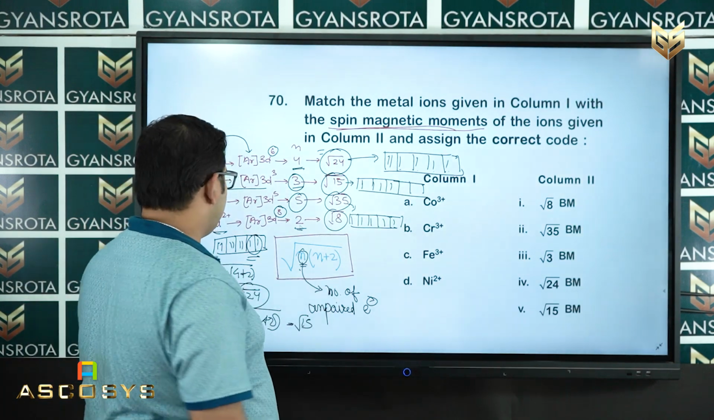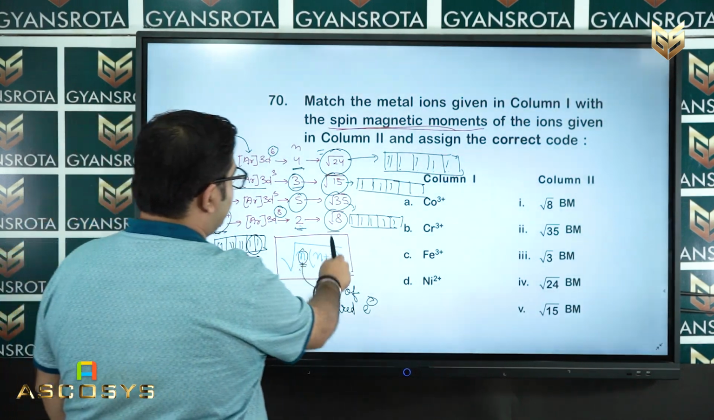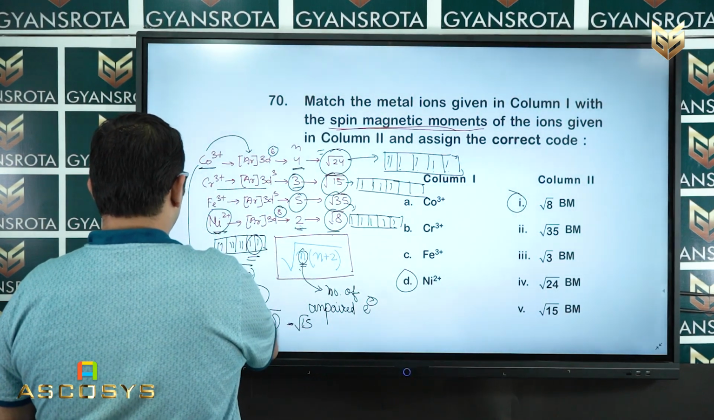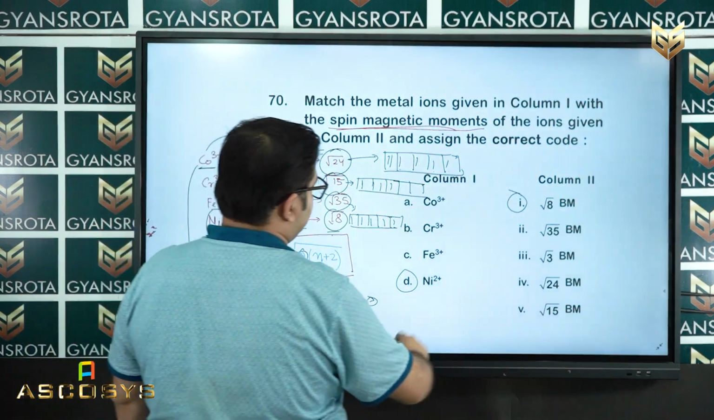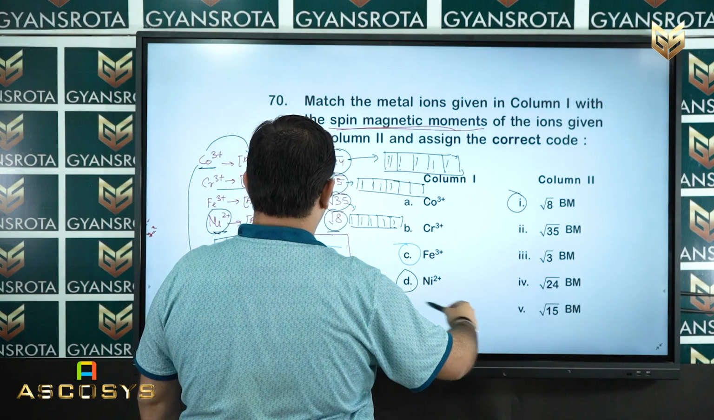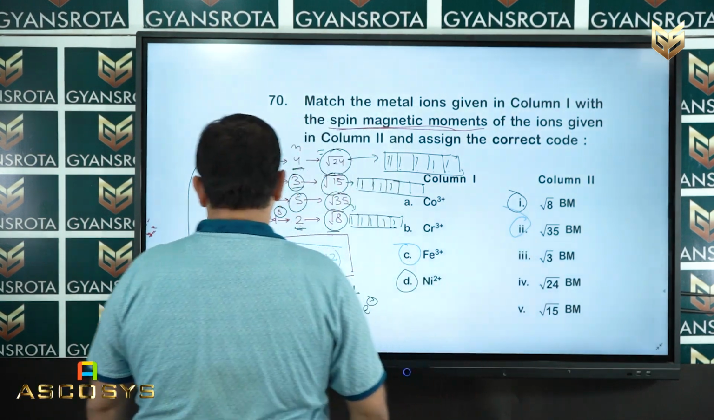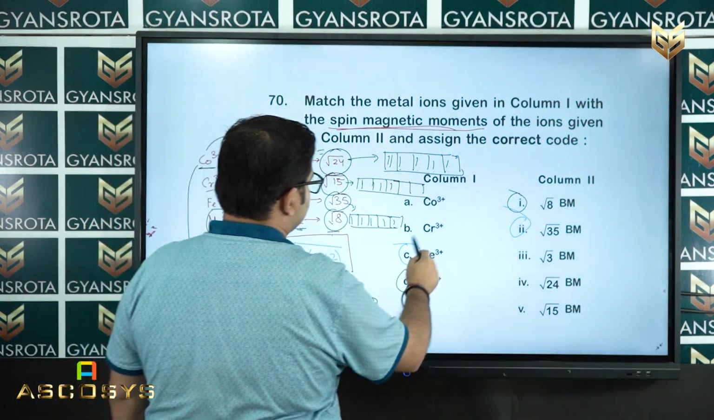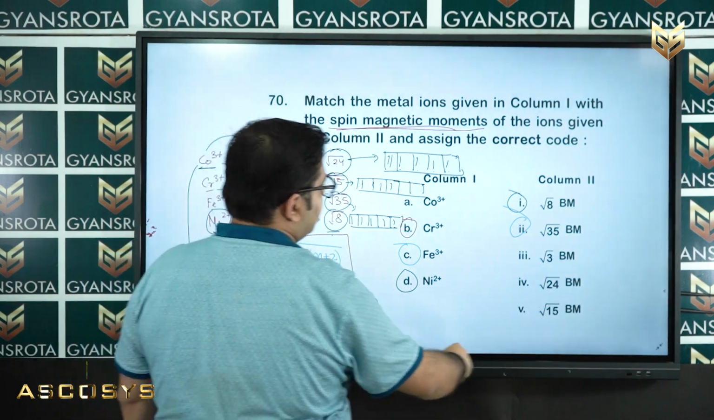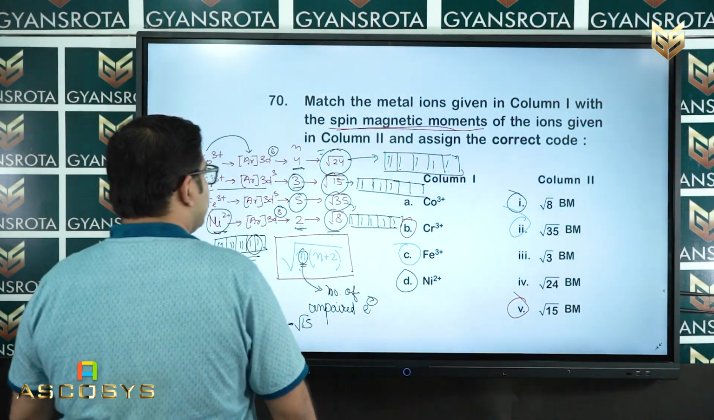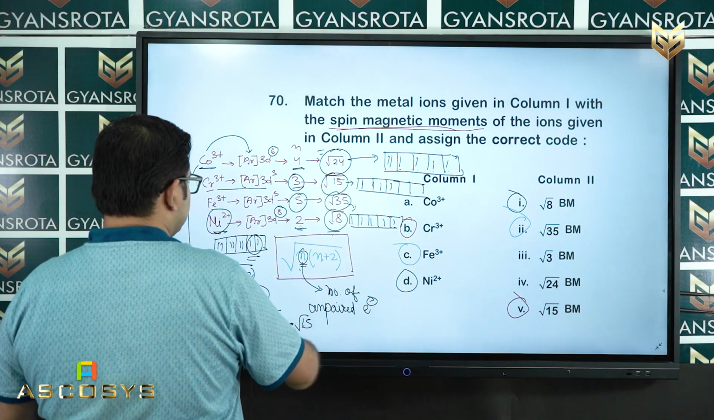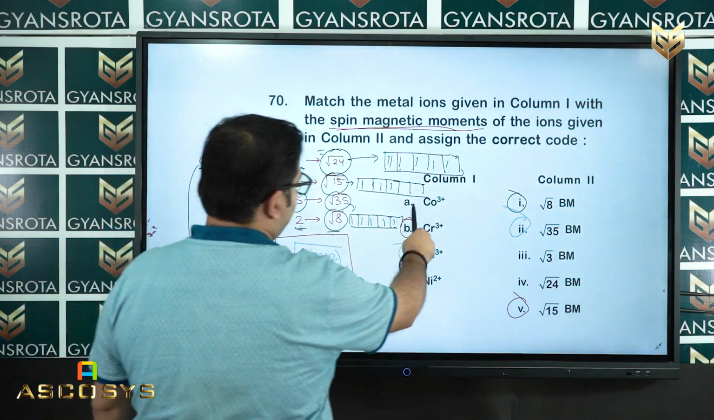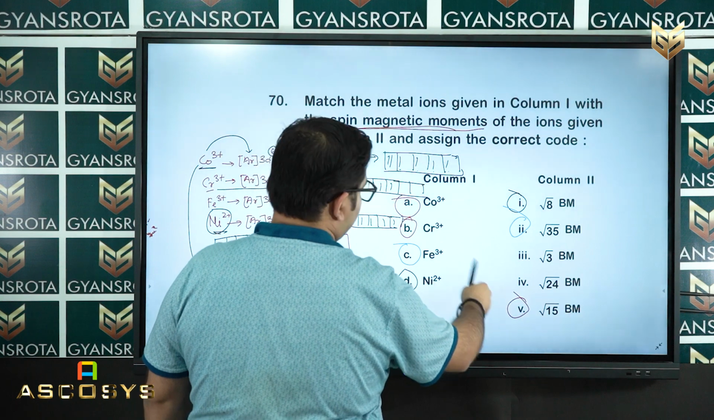Now, just match the magnetic moment values. So, nickel 2 plus is showing root over 8, so D goes to 1. Now, another one is Fe3 plus, showing root over 35. So, see, for differentiation, Fe3 plus is showing root over 35. Now, if you see chromium, it is showing root over 15. So, chromium is showing root over 15. So, where is it 15? This is your 15. Now, another one is given as cobalt 3 plus. So, cobalt 3 plus is matched with root over 24.